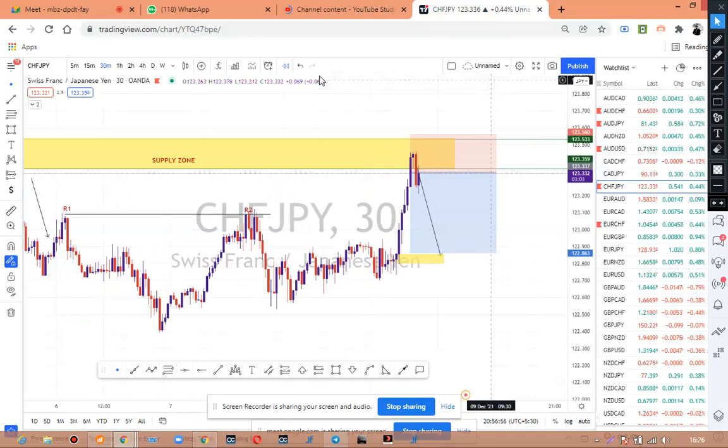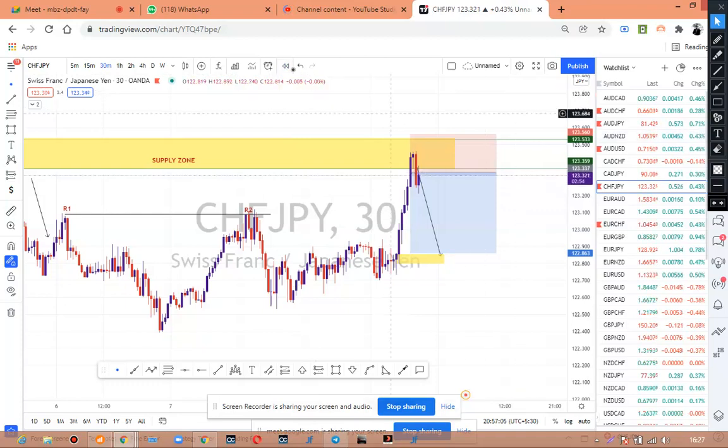If you want to practice any strategy, just go to TradingView, then use the replay mode and start practicing any strategy you want to use. It's very helpful, so you know where your ability lies.